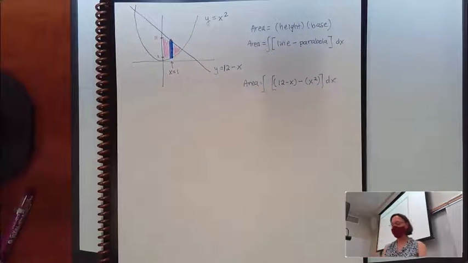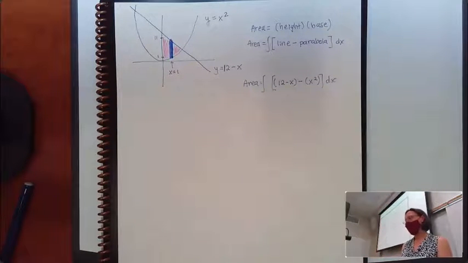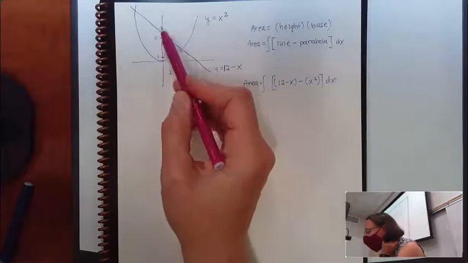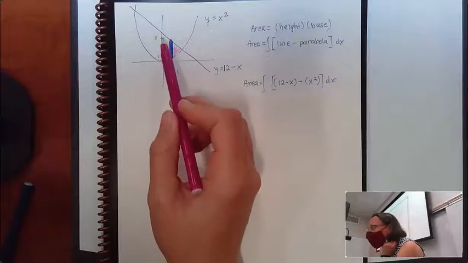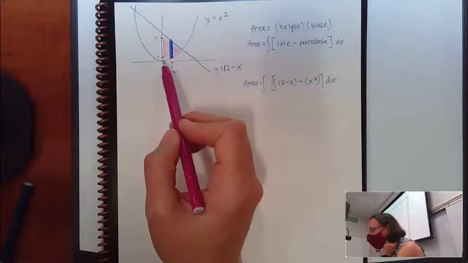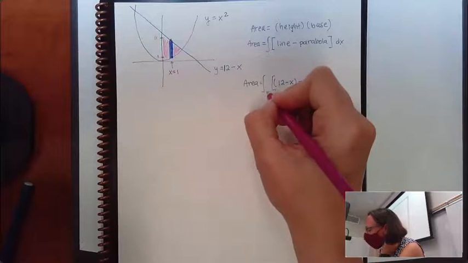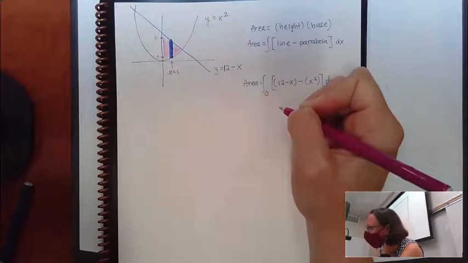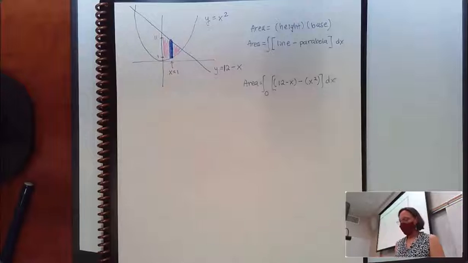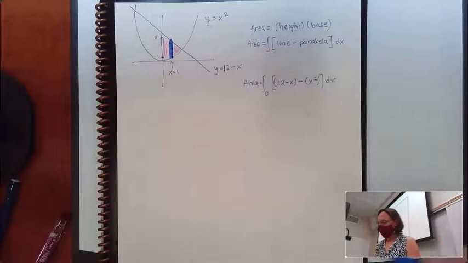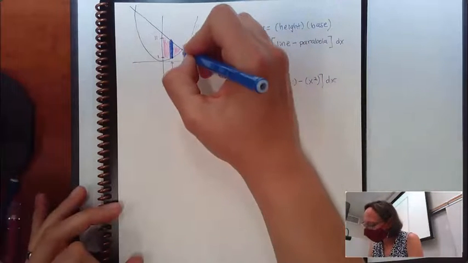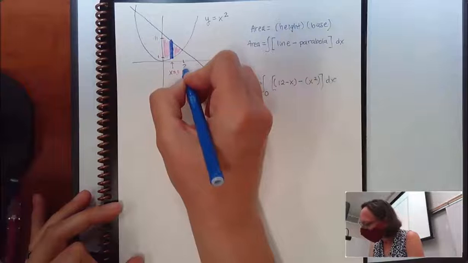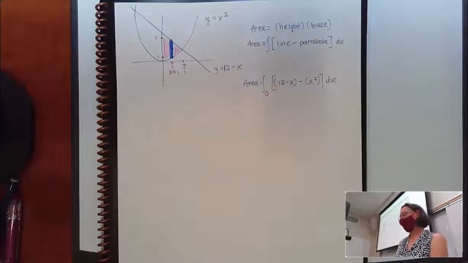One of the numbers I can get just by looking at the graph, right? Because I only shaded in as far as the y-axis, which means I only shaded in as far to the left as 0. But to get the other limit of integration, I need to know what the x value is over here.